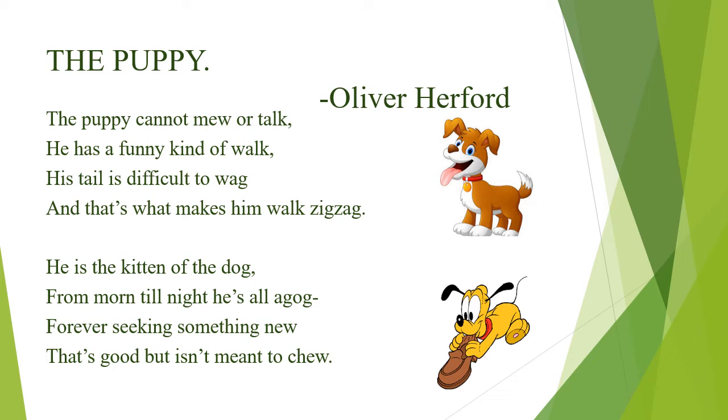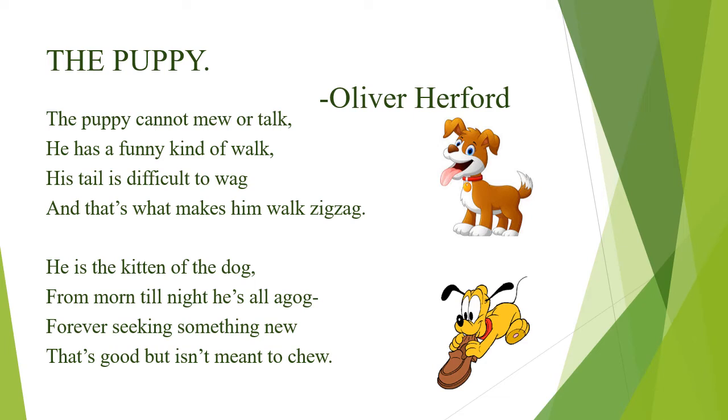From morn till night, he's all agog. From morn is the shorter version of morning. From morning till night, he's all agog. Agog means very excited. Yes, we have learned that. So from morning till night, he's all excited. He's all agog. Forever seeking something new that's good but isn't meant to chew.